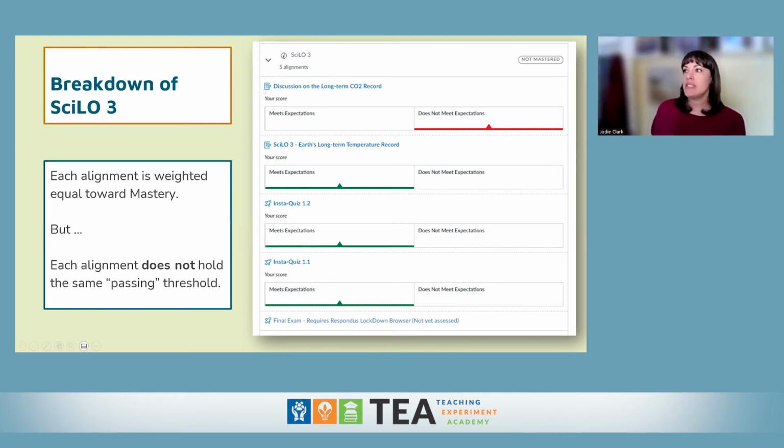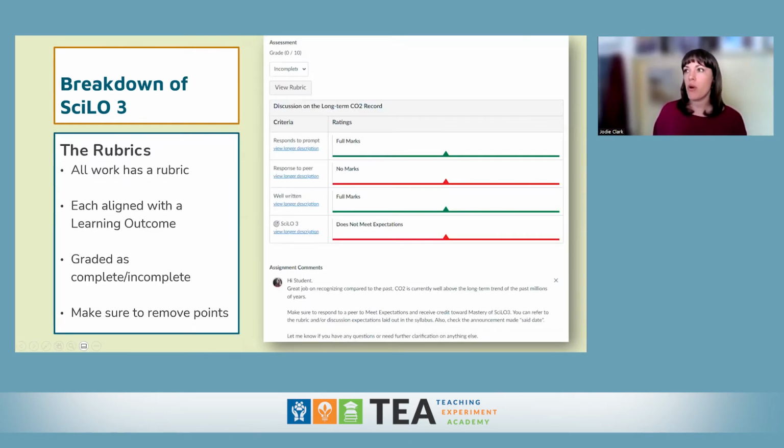So the last one is the discussion, and the discussion they did not master, so they did not meet expectations, so therefore they've not mastered the outcome yet. As it's a discussion, we're looking for 100% completion. It's an open, in your opinion, so you should be able to meet the requirements.